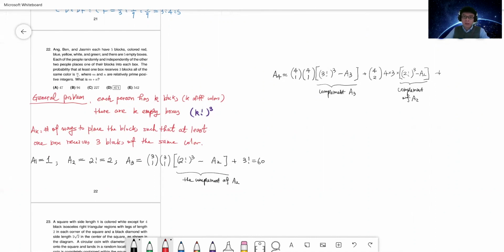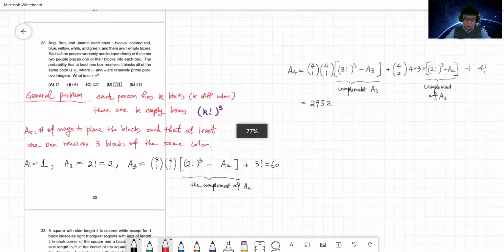There's only 1 case. That means each box has the same color blocks. So this corresponds to 4 factorial. If we have three boxes with same color blocks, that means all boxes with same color blocks. So that's 4 factorial, the permutation of the color. This number is equal to 2,952. So our goal is to find a phi.